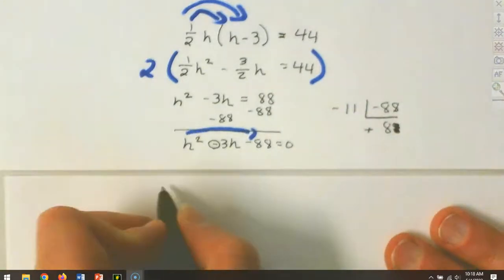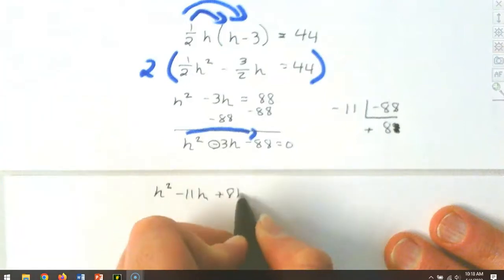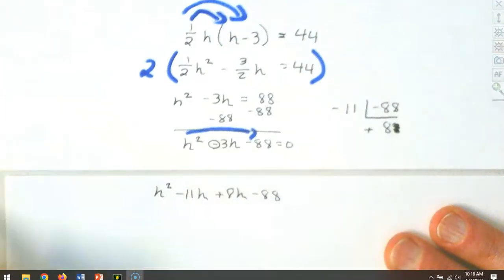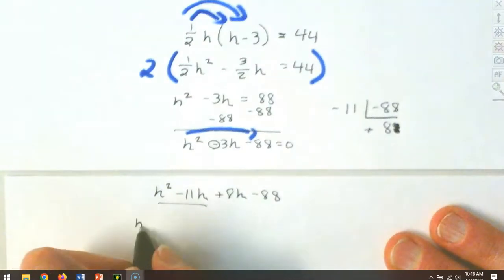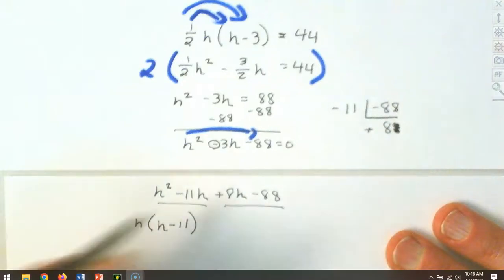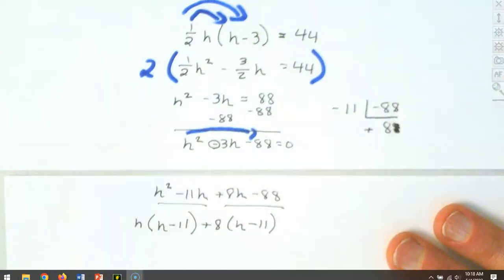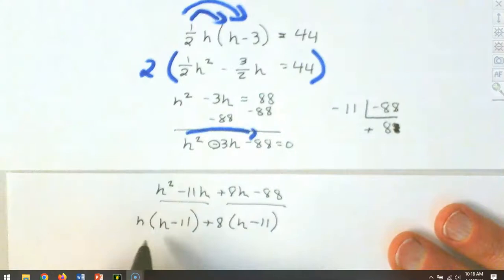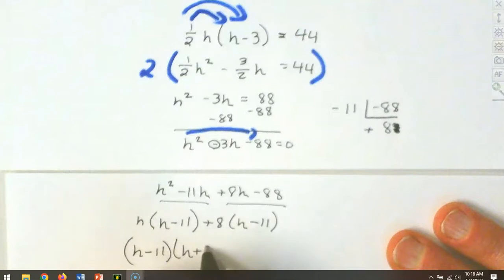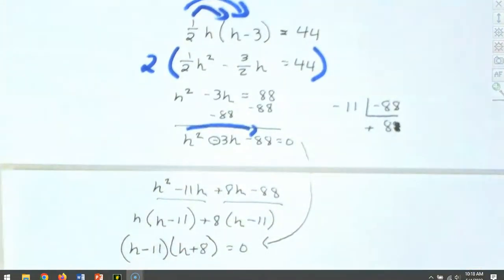Now we can rewrite as h squared minus 11h plus 8h minus 88. Factor your h out of the first two, and that's h minus 11 left over. Factor an 8 out of the last two, and that's h minus 11 left over. And we know those are the same. So h minus 11, h plus 8. And don't forget, that all equals 0. Now we're done. Now we just get our answers.